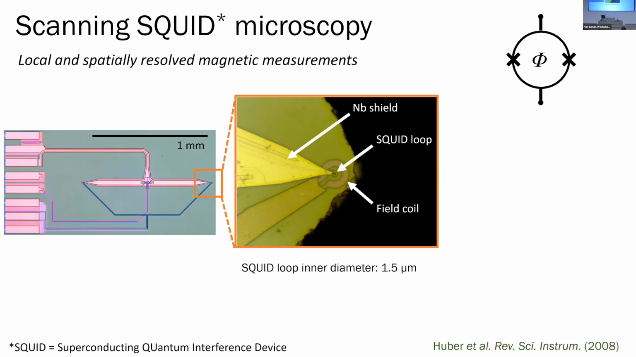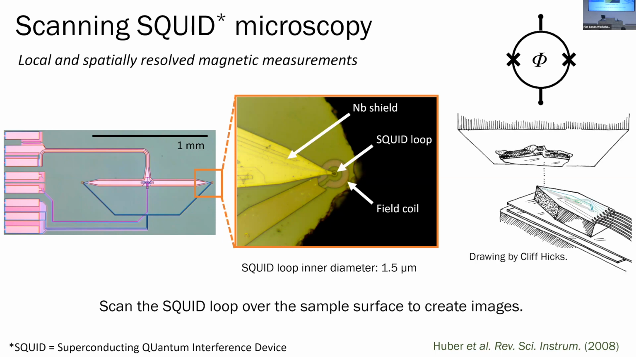So here you get a picture of the SQUID pickup loop or SQUID loop. In this case, it has an inner diameter of about 1.5 micrometer. There's also this field coil, which I will not describe in this talk, but the field coil is really important to enable local magnetic response measurements using the SQUID. Okay, and then we take this really big chip, align it under a fairly shallow angle towards the sample, scan it around, and that's how we take an image.